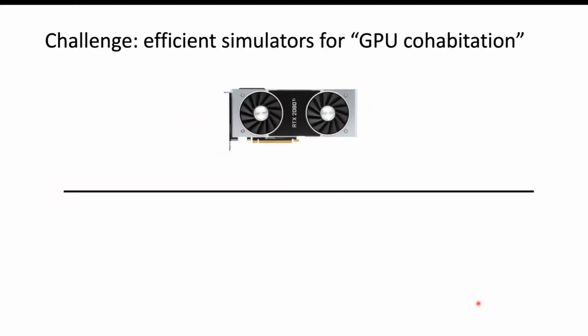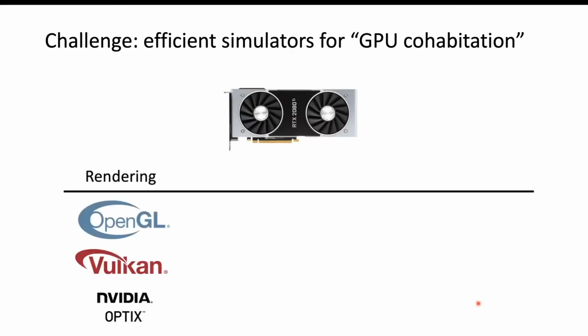So this direction of work articulates what I believe to be an emerging challenge in leveraging simulators, and that is to design simulation platforms that are efficient, especially in this setting where there's this GPU cohabitation. And what do I mean by GPU cohabitation? I mean the fact that nowadays there are various pieces of software that we want to be efficiently running on a GPU device. We want to render, that is, to create the sensory input that would go into a particular agent.